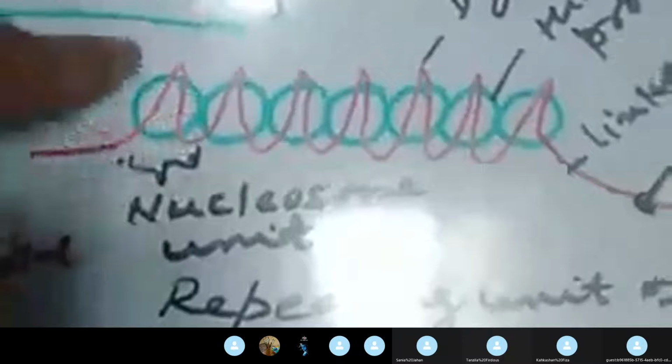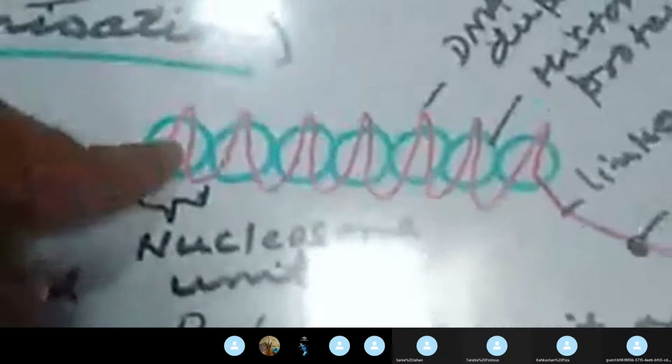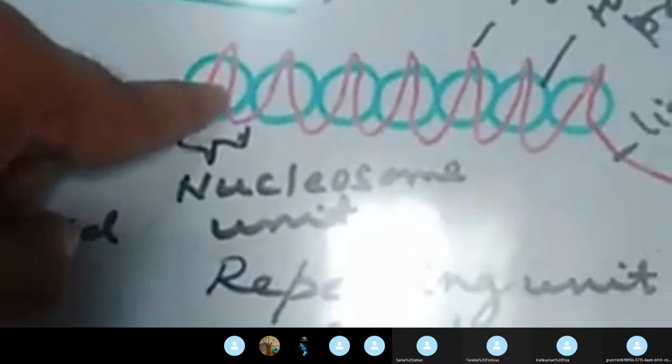The green circle drawn on the whiteboard shows a histone protein. This is the first histone protein, this is the second, this is the third, this is the fourth, fifth, and so on. Around a particular histone protein, the DNA is wrapped.